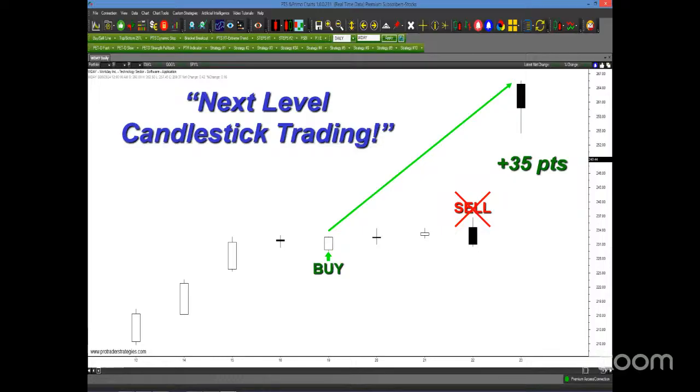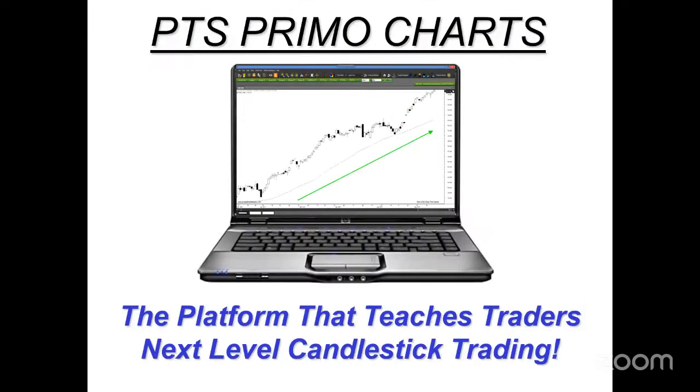Next level candlestick trading. And the method I'm going to be sharing with you today, you'll be able to access easily with one click on the PTS Primo charting platform. I developed and designed this platform with Pro Trader Strategies so that it actually teaches you how to trade next level candlestick trading.